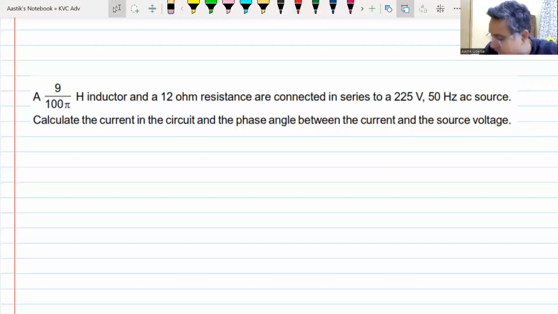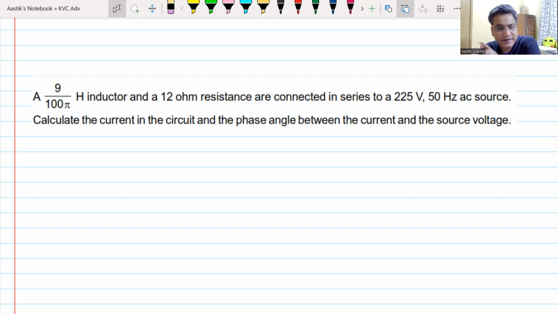That takes us to the last part of today's class. We are still not done with AC, but hopefully we'll be able to wind up your electromagnetism. A small part of AC is remaining, and EM waves are remaining. But before going on to that, this is the last question for today.